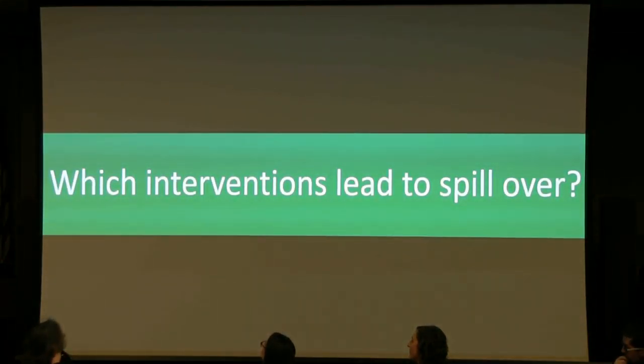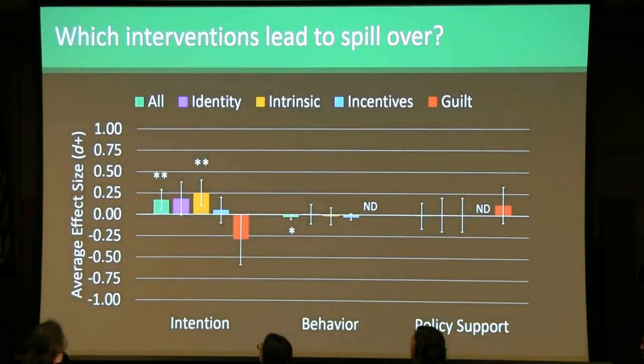Okay, so what about our second question? Which interventions might lead to spillover? Well, we coded studies based on that initial intervention. Now, some we categorized as identity. Those were studies that tried to encourage people to really rely on their environmental identity. Some studies actually focused on intrinsic motivation. So this would be more like environmental values related research or interventions that said, you know, you can really reduce carbon emissions if you do this behavior. And then we also looked at incentives and guilt. Both of those we thought would lead to negative spillover.